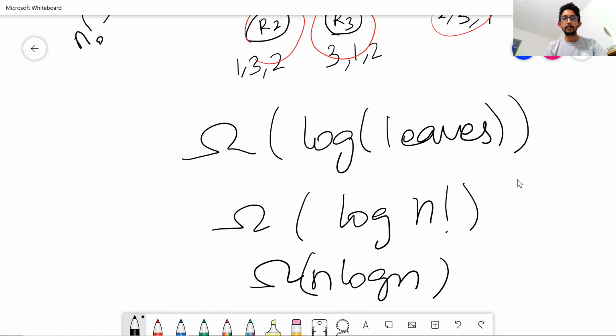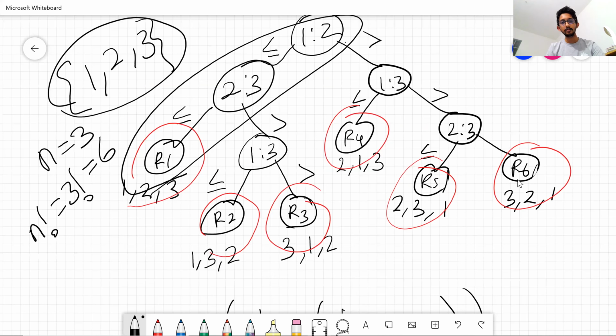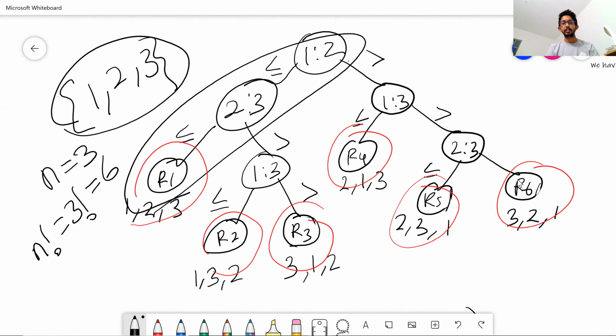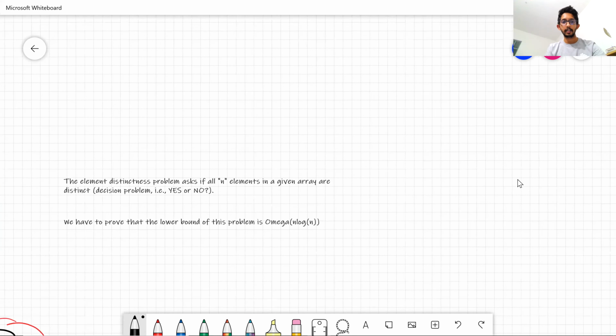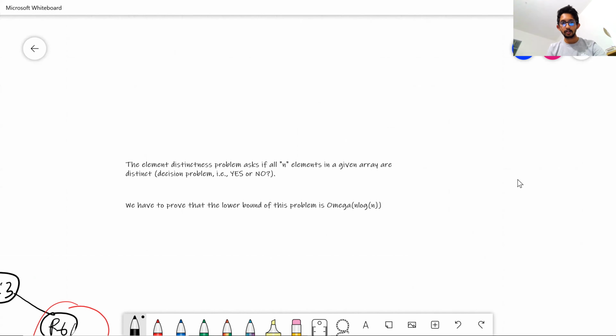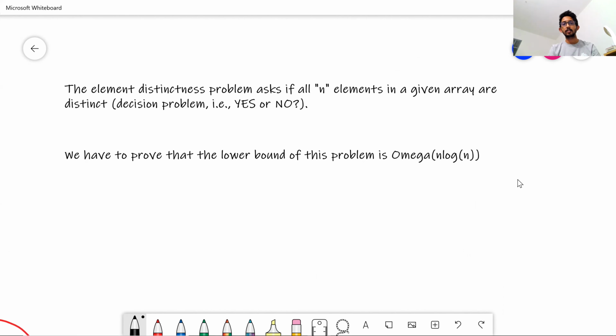But in our problem, we don't have n factorial solutions. We just have two solutions, either yes or no. If the leaves are only 2, doesn't that make log 2 equal to 1? That would mean we only have to do one operation to decide whether the elements are distinct or not. That is not right, so we don't use the sorting lower bound proof for this problem. We use some other, new method that we are going to see, and that method will be used to prove the lower bound of this problem.